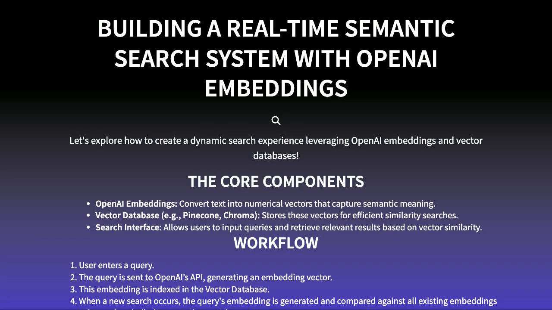Okay, let's dive into building a really smart search system. The foundation of this setup is using OpenAI's powerful embeddings. They transform text into numerical representations that capture the *meaning* behind the words. We then store these vectors in a vector database like Pinecone or Chroma, which is optimized for quickly finding similar items. Think of it as a super efficient way to compare ideas instead of just looking for exact matches. Finally, we need an interface where users can type in their queries and get results. The system compares the query's embedding with all the existing ones in the database and returns the closest matches.